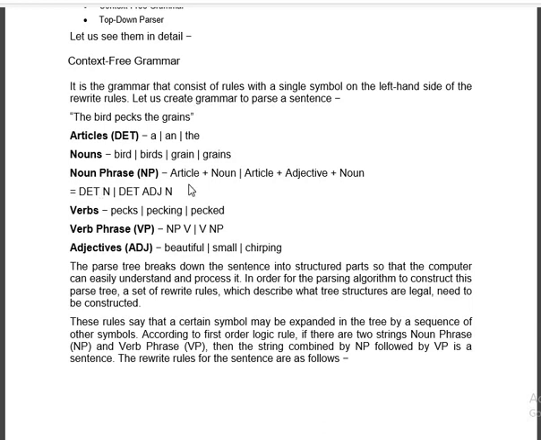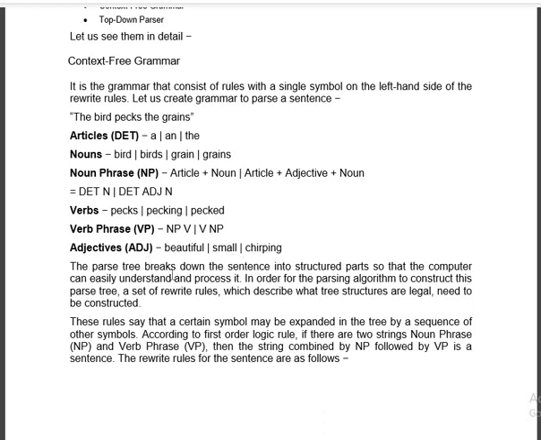Now the noun phrases are also there: article plus noun, or article plus adjective plus noun. This is going to formulate the rule this way: determinant plus noun, or determinant plus adjective plus noun. Verbs, in this sentence, are pick, picking, pack, picks. Then verb phrases are also there: verb plus noun phrase. Adjectives are beautiful, small or creepy.